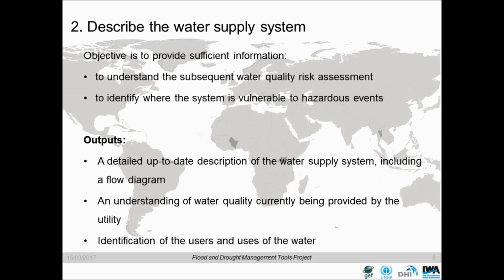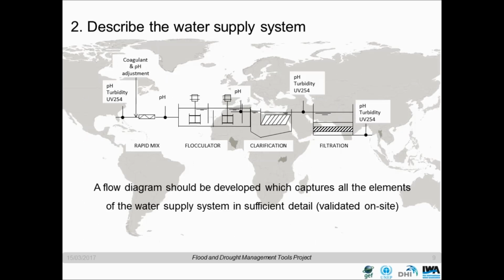The next step is to describe the water supply system, and here you aim to provide sufficient information that will help you understand the subsequent water quality risk assessment, and also to identify where the system is vulnerable to hazardous events. The result is that you come up with a detailed, up-to-date description of your water supply system, and you get to understand the quality of water that is currently being provided by the utility. You are also able to identify the different users and uses of the water. Here you take note of any special or sensitive users for water, for example, if you have hospitals around.